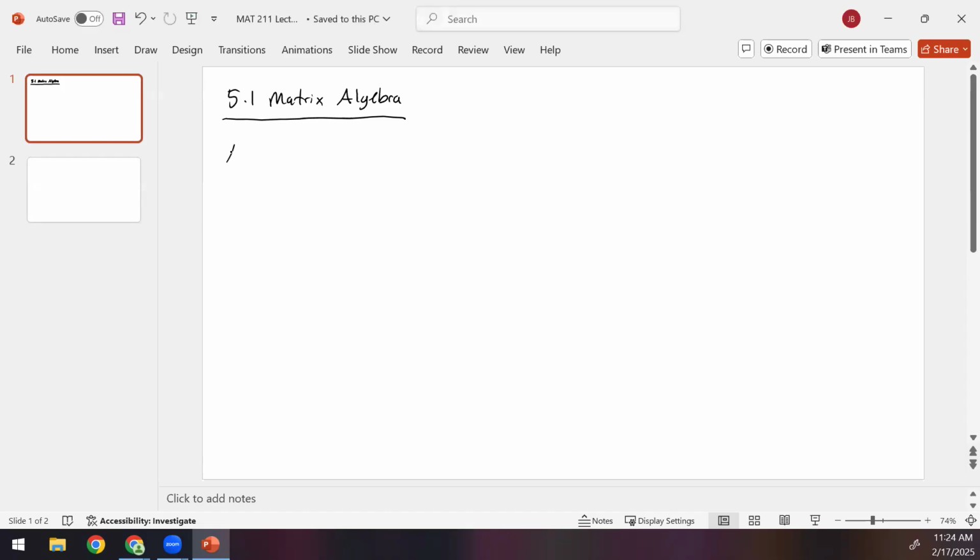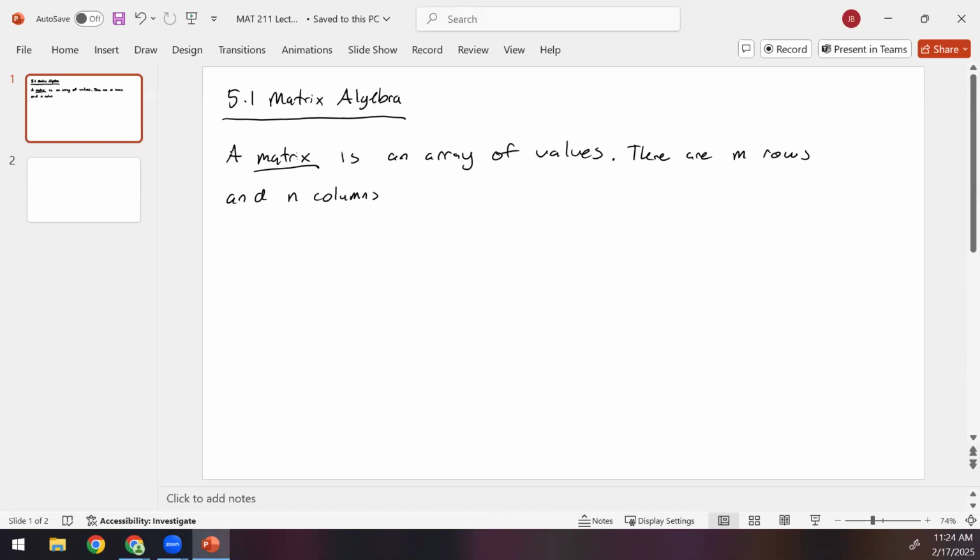So what is a matrix? A matrix at its core level is an array of values. That's what a matrix is. Now, how do we construct a matrix? Well, a matrix is just made up of rows and columns, right? So we can say that there are m rows and n columns composed of entries in each spot.